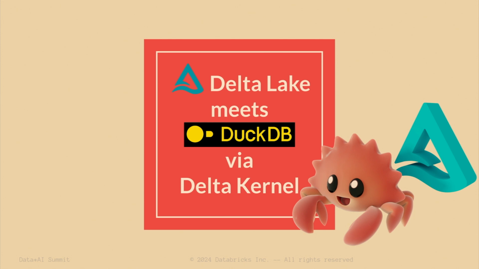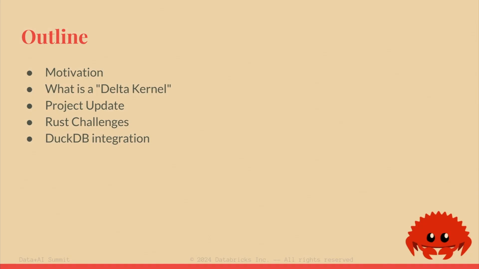Cool. So a little bit of an outline. I'll just talk a little bit about why we want to build a Delta kernel. You might have heard some of this already. We're in the last day of the summit, and we've been talking about it a lot, but I'll just try to go over it quickly. Then I'll tell you a little bit about what the Delta kernel is, and a little bit of an update of where we are in the project. I'll talk a little bit about some of the challenges that we faced in building this in Rust, and then we'll hand over to talk about the DuckDB integration.